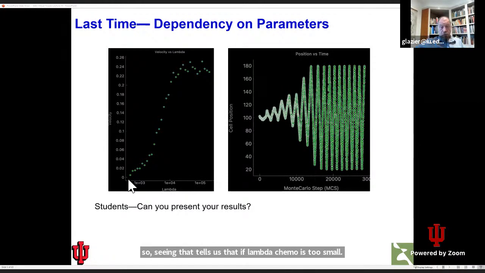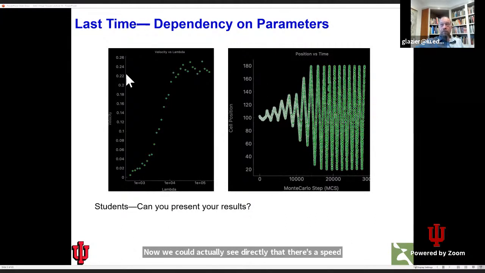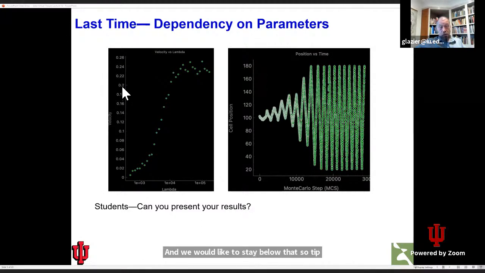It's not going to respond very much to the chemical field. If lambda chemo is too big, we run into the speed limit in CompuCell, and we can actually see directly that there's a speed limit, which is about 0.24 voxels per Monte-Carlo step. And we would like to stay below that. So typically we have a rule that we don't want cells to be moving more than about, ideally, a 1/10 of a voxel per Monte-Carlo step, but in practice, 1/5 of a voxel per Monte-Carlo step.